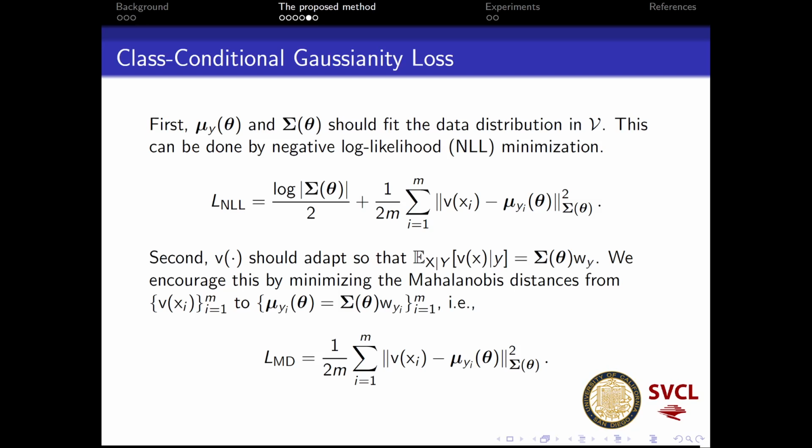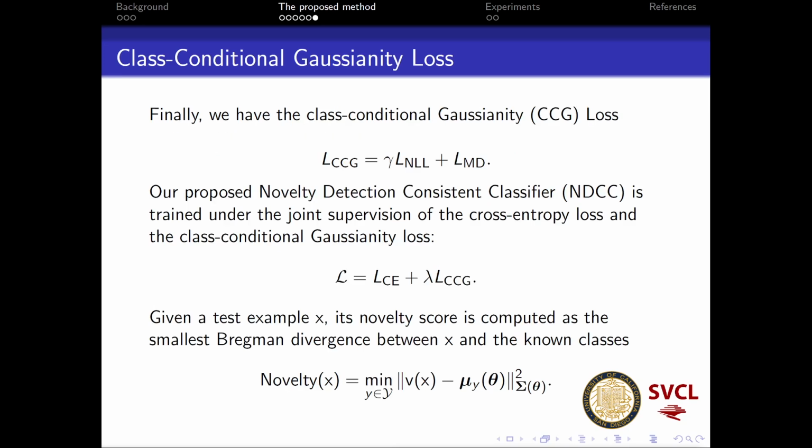This loss consists of two parts. First, the parameterized class conditional means and covariance should fit the data distribution in the feature space. This can be done by a negative log likelihood minimization. Second, the embedding should adapt such that its class conditional means become equivalent to the parameterized means. This can be achieved by minimizing the Mahalanobis distance between the embedding of training examples and the parameterized means. Combining these two parts, we have the class conditional Gaussianity loss.